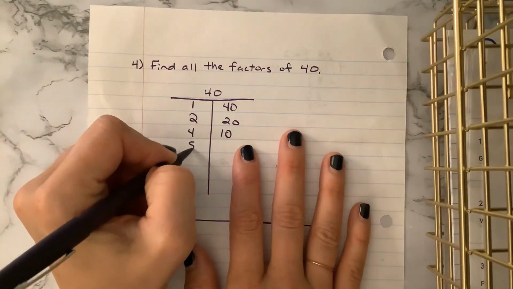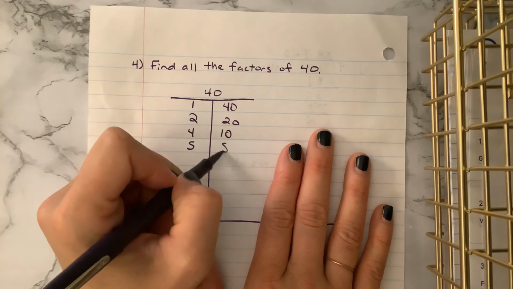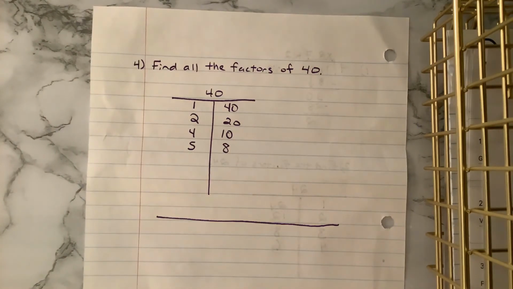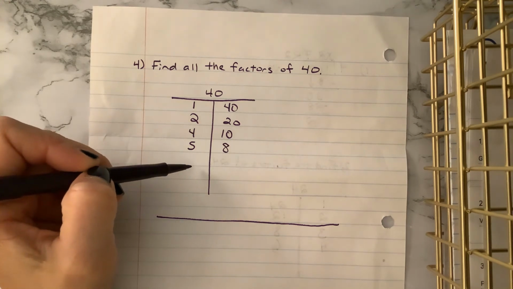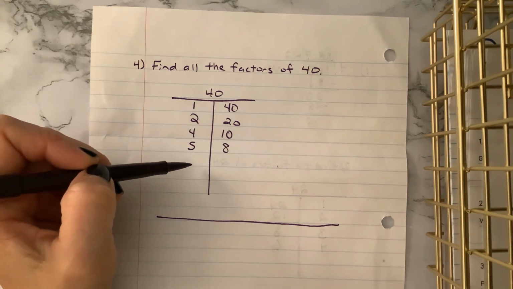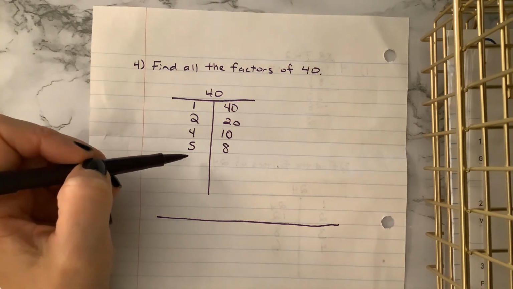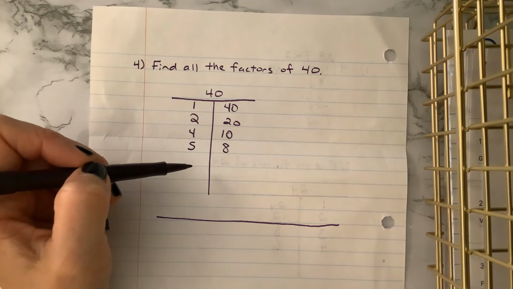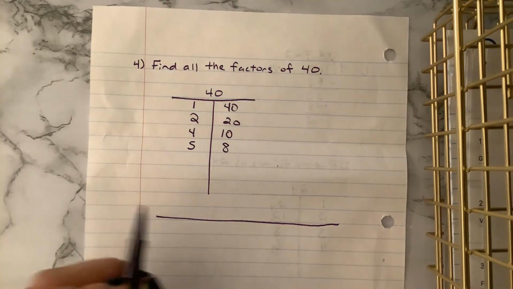Next we check 5. 5 times 8 is 40. Next you would check 6. You cannot divide 40 by 6 evenly, so it is not a factor. And finally you'd check 7. You cannot divide 40 by 7 evenly, so 7 is not a factor.